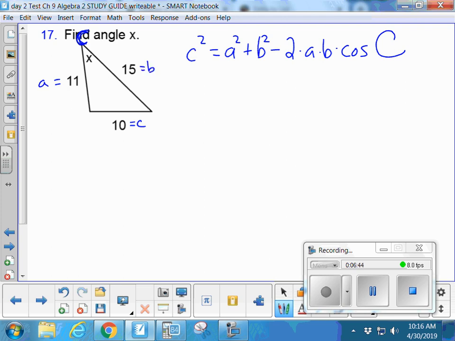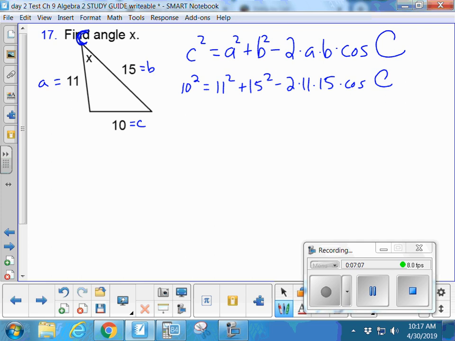This is the one where your variable is embedded on the right, so you have to follow the correct steps to solving for big C. The little c is going to be the 10, little a is the 11, little b is the 15. Now the 11 and the 15 reappear. Cosine C. I'll let you catch up with how we do our labeling.